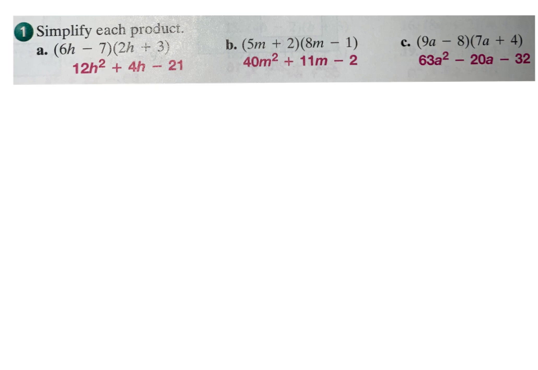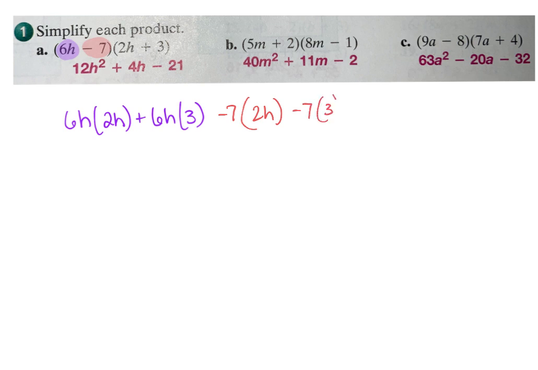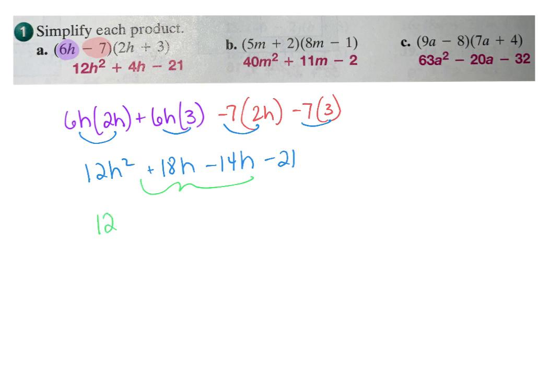Let's do it together. So the first thing we're going to distribute is the 6h. You'll say 6h times 2h plus 6h times 3. Then we're going to distribute the negative 7. So we have negative 7 times 2h. Negative 7 times 3. All right. This becomes 12h squared, 18h, negative 14h, negative 21. Combine your like terms. You get 12h squared plus 4h minus 21.